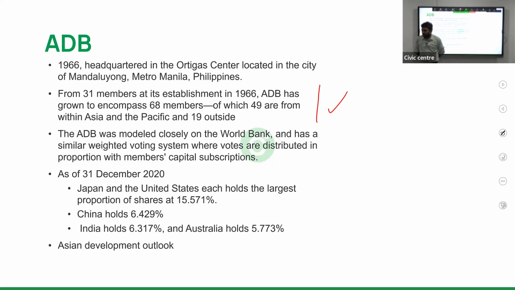This ADB has been modeled on the lines of the World Bank. You know, World Bank, voting rights depend on how much you contribute. Say Japan and USA contribute equal shares and they have equal voting rights. Both Japan and USA contributed equal capital, as a result they have equal voting rights. Next is China, next is India. India is last in chronological order in terms of capital or voting rights when it comes to ADB. Its headquarters is at Manila. Manila is the capital city of the Philippines. The International Rice Research Institute is located in Manila.